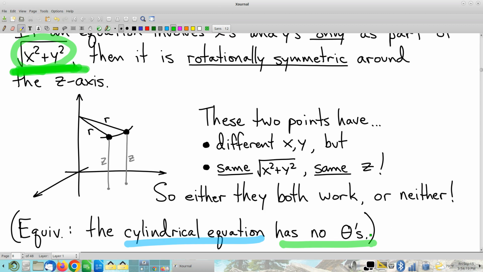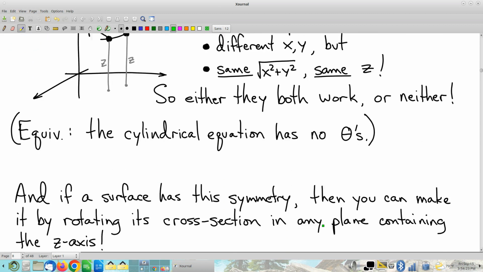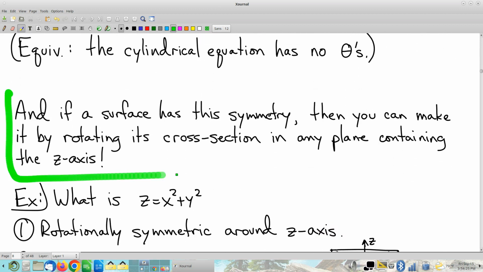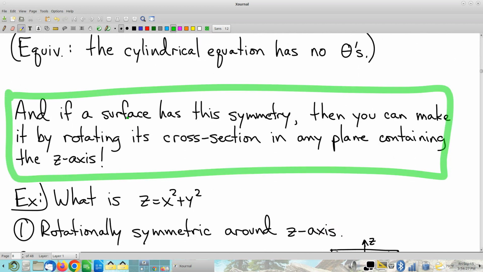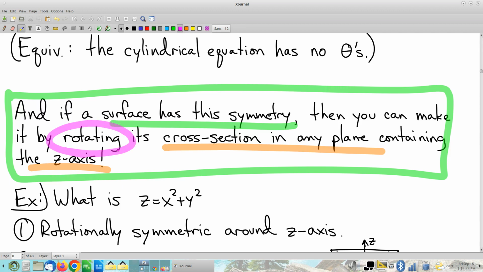All right. So the reason we care about this is this point right here. If you have a surface that's rotationally symmetric, you can generate it by looking at any cross-section, as long as that cross-section contains the z-axis, and then just rotate that single cross-section around the z-axis, and that will generate your surface, right?